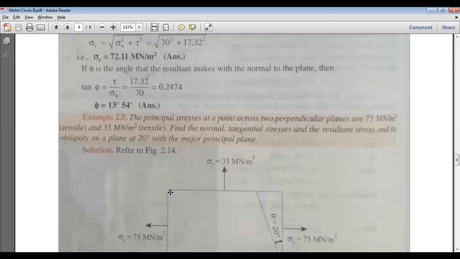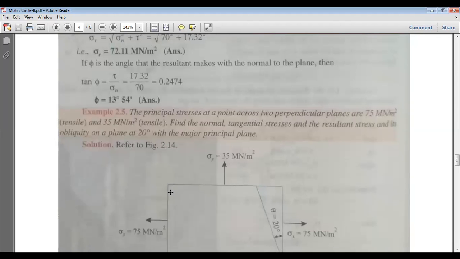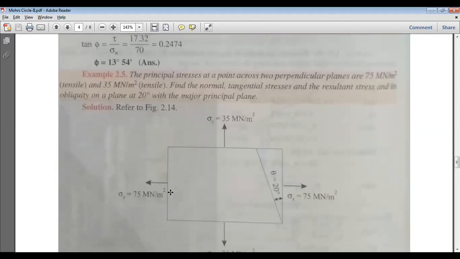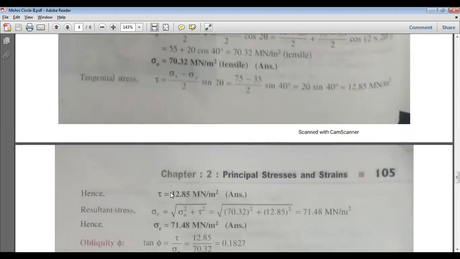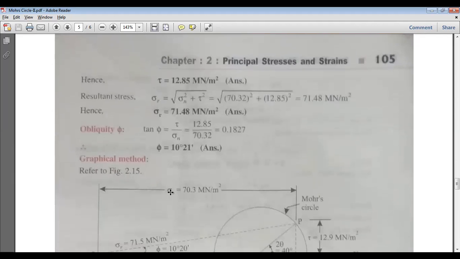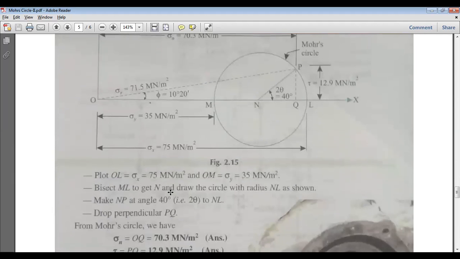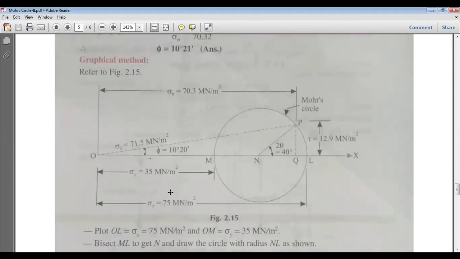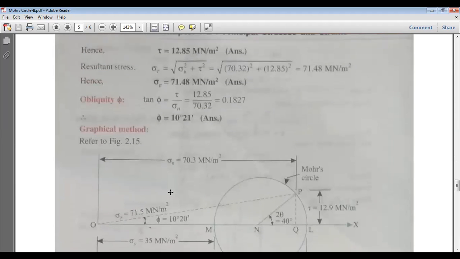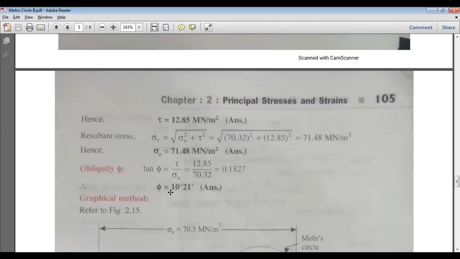So, we'll take another problem. This is also a similar problem. There you have to put in the values and get the results. You have to solve all these problems. This is given in all your notes. This is from the R.K. Rajput book. So take another problem.